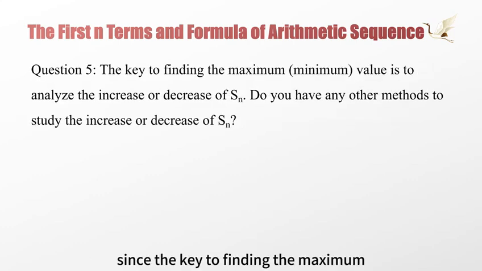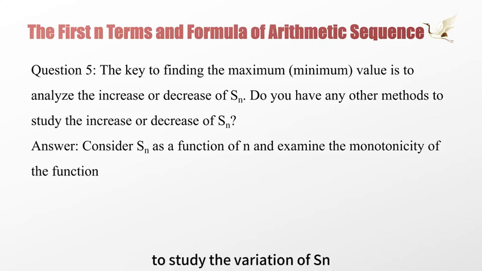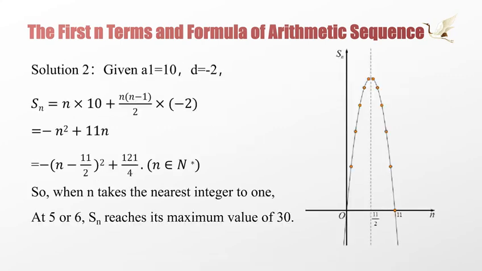Since the key to finding the maximum or minimum value is to analyze the increase or decrease of Sn, do you have any other methods to study the increase or decrease of Sn? We often use the perspective of functions to examine the increase or decrease of variables. To study the variation of Sn with increasing number of terms n, Sn can be regarded as a function of n and the monotonicity of the function can be examined.